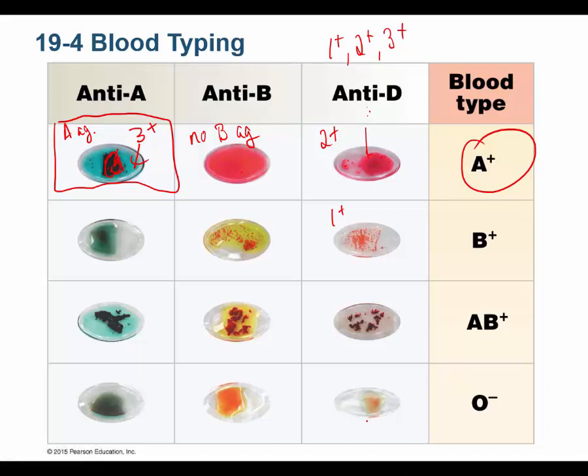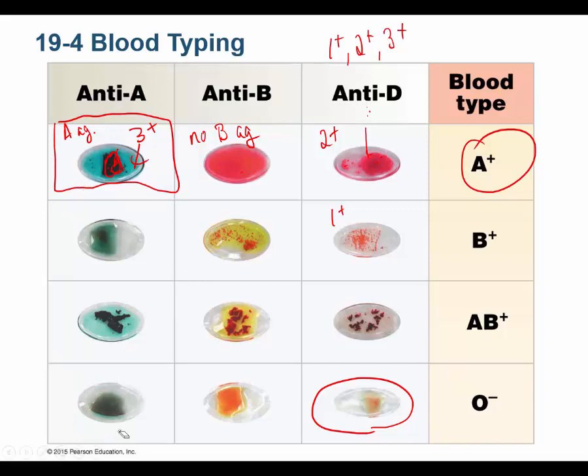This is a case where the patient doesn't have the D antigen. And by the way, doesn't have the A antigen. There's no clumping here. It doesn't look like that. See, it doesn't look like that. So the patient doesn't have the A antigen.